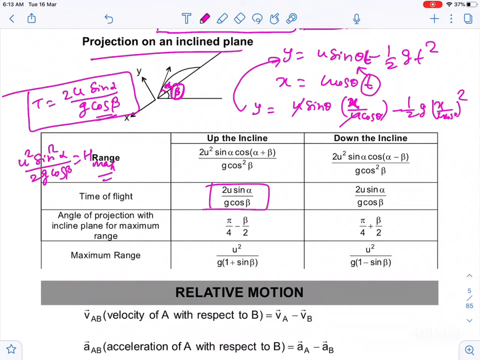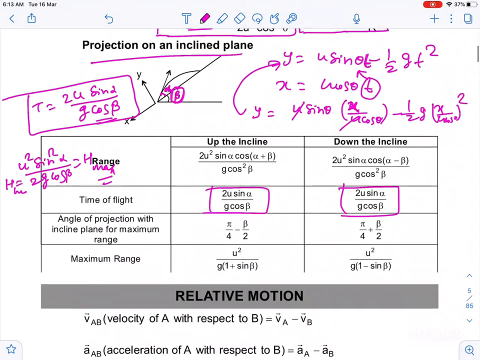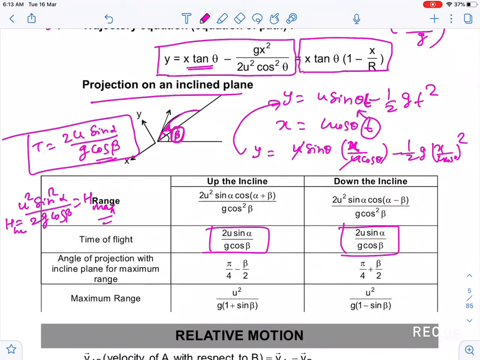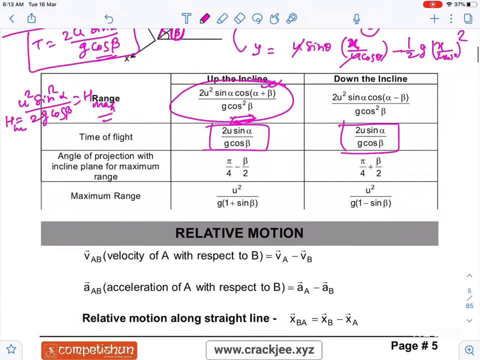But the formula of range is a little bit difficult to remember. So this I have written up the incline and down the incline. Time of flight and maximum height will be the same, but range will be actually, in one case it will be plus when you are up the incline. This is up the incline, when you are throwing up the incline. So 2u square sin alpha cos alpha plus beta upon g cos square beta. If you do not remember this formula, you can derive it, but if you remember this one, you can actually save your time. So 2u square sin alpha cos alpha minus beta upon g cos square beta. These things you have to keep in mind.